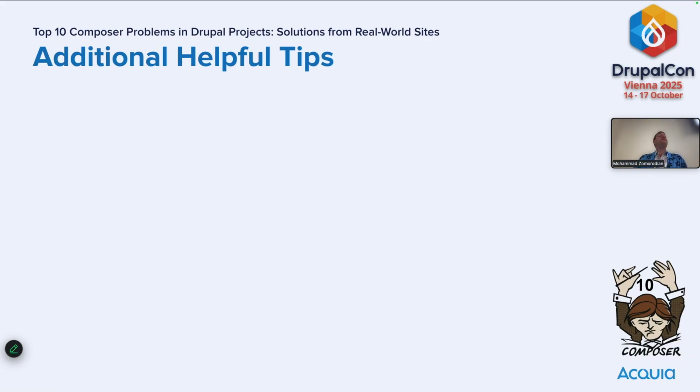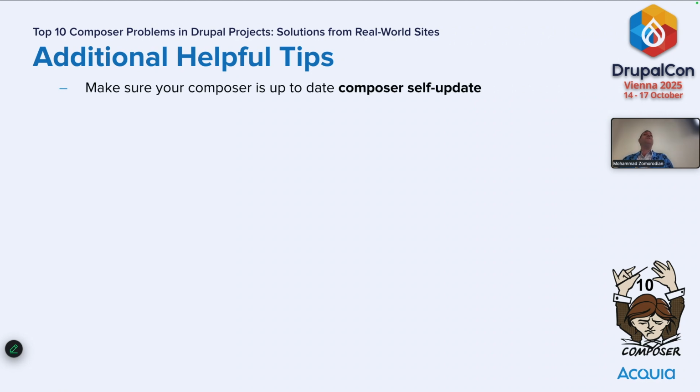Additional helpful tips: I highly recommend you always run composer self-update on your machine. Make sure Composer is up to date. It's very important. Composer audit is one of the good commands. When you're running it, you're going to see if there's any security issue in your packages and in your project. You can identify those with composer audit.